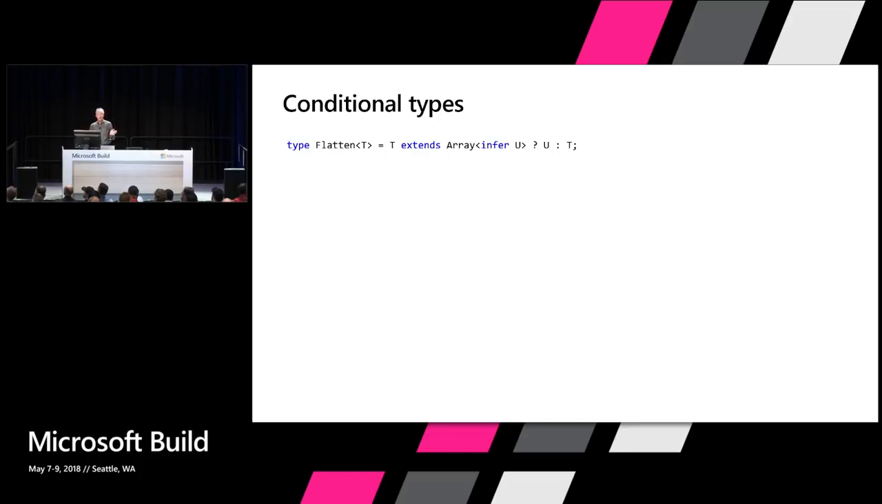So say I want to write a flatten or a smoosh of T operator. And this one says, if you give me an array, then please infer the element type of the array and give me that back. Otherwise, just give me back the type that I gave you. And now, flatten of string is just a string, but flatten of number array is a number. And so you can actually do some interesting reaching into types.